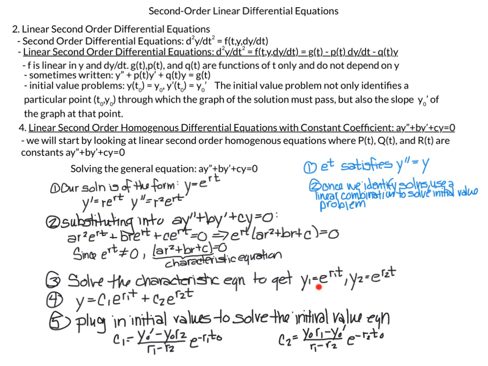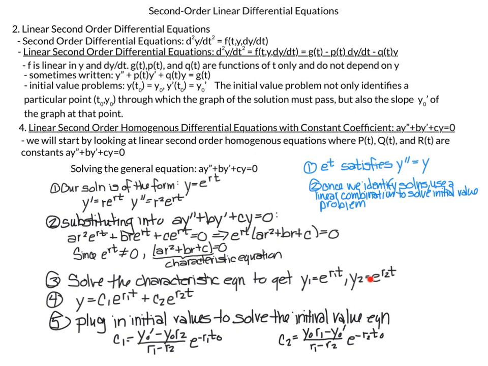So we'll have y1 equal to e to the r1t, and y2 equal to e to the r2t. You can see I'm expecting two roots since this is a quadratic. It is possible we'll have two of the same roots, or we'll have complex roots, and those are things we're going to cover in other videos, but for now we're going to assume we have two distinct real roots, r1 and r2.